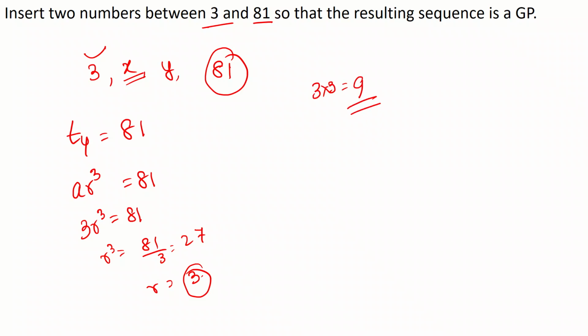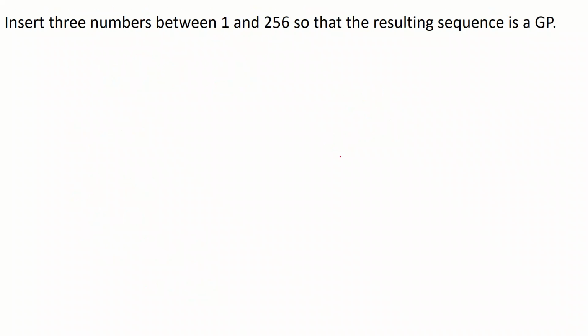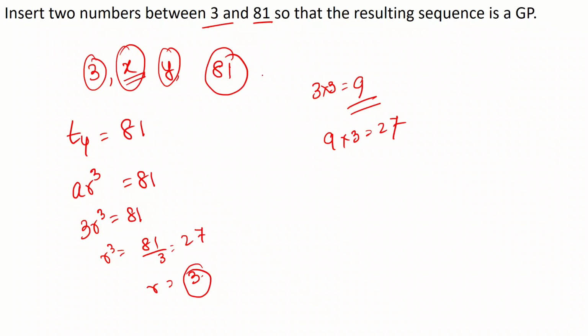Remember, we constantly keep on multiplying the preceding number by 3. So my x is 3 times this number, my y is 3 times this number. So we just keep on multiplying with 3. So my y is 3 times x, which is 9 times 3 is equal to 27. And then again, just for verification, 81 is actually 27 times 3. So we are good so far.